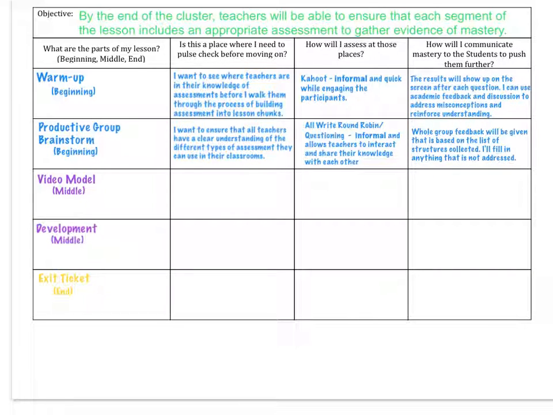So as I'm circulating during that activity, I'm going to be questioning teachers to make sure that we're all understanding at the same level, and that's going to guide the whole group discussion that we use after that structure is completed. So stepping back in, how then will I communicate mastery to the students and push them further?